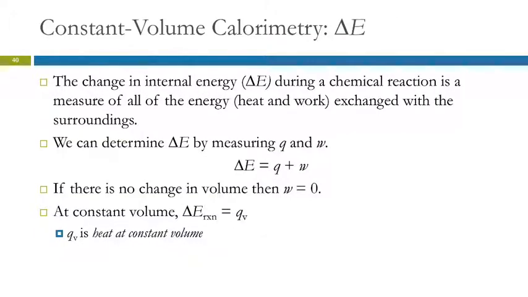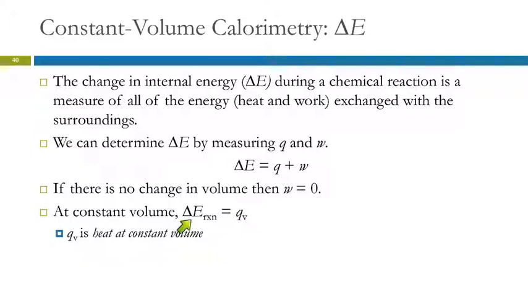So the change in internal energy, delta E, is a measure of all the energy exchanged, both heat and work. So we measure Q and W. Now, if there's no change in volume, then W equals 0, right? Because work is negative P delta V. If delta V is 0, then there's no work done. So then that makes things much more simple, right?